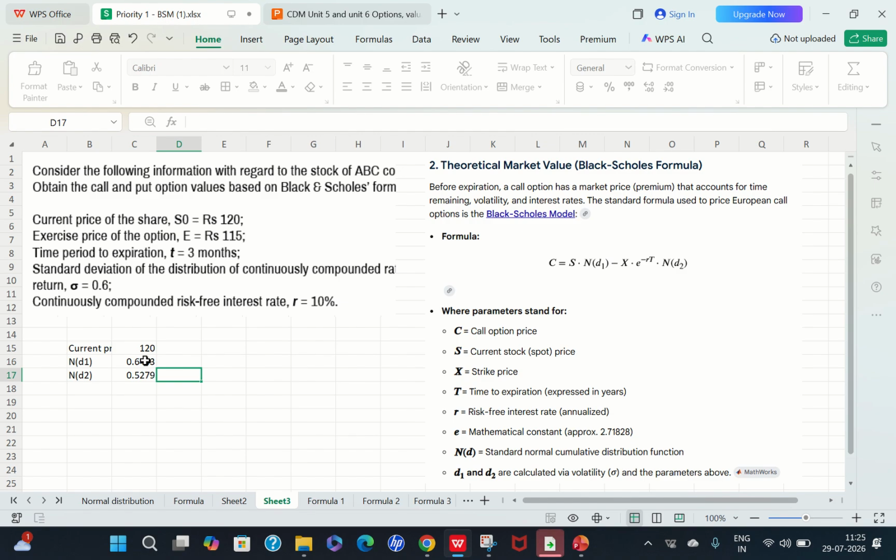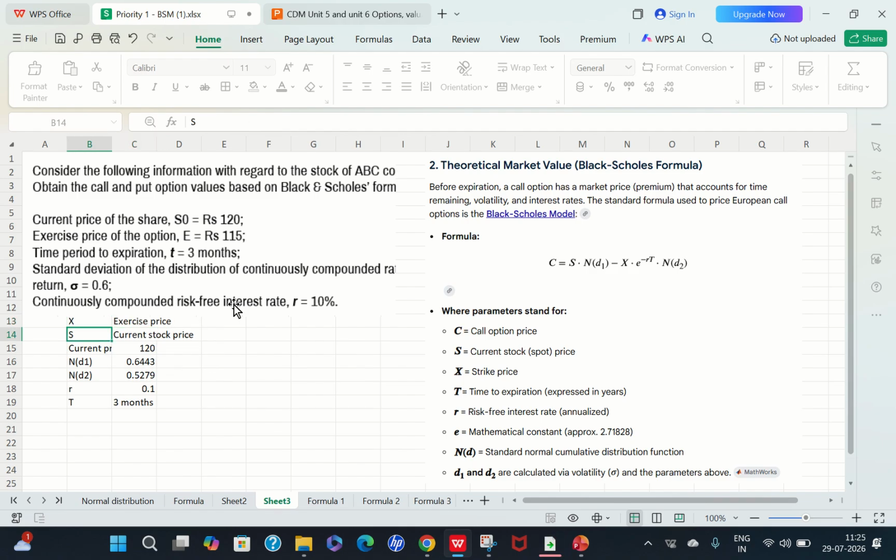Now e to the power of minus RT. R is nothing but 0.10. Capital T is the time to expiration, so here it is 3 months. So the rest are all fine. When they say S, it is the current stock price. X is nothing but the exercise price.